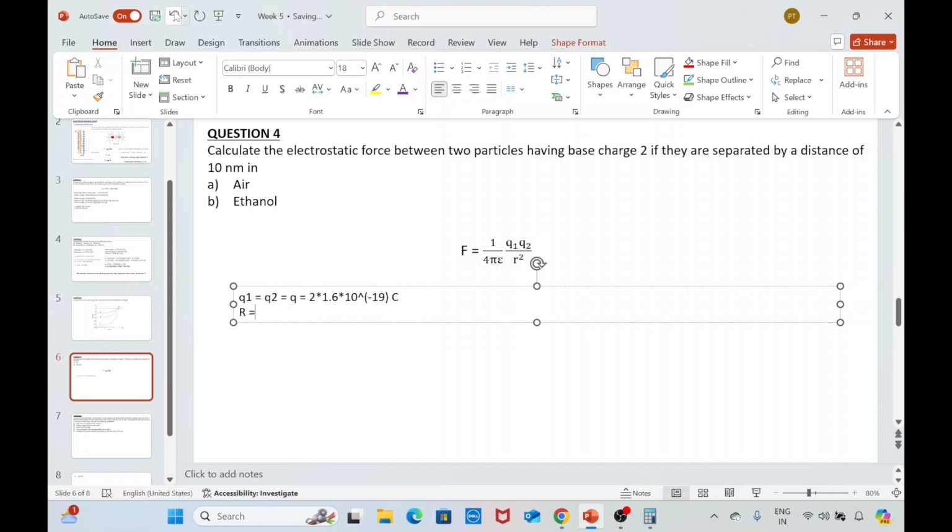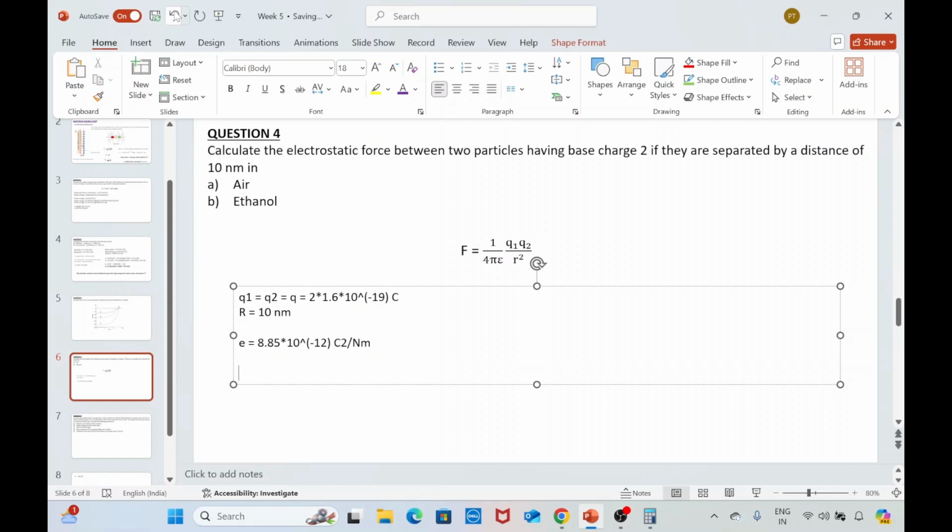They are separated by a distance of just 10 nanometers. I hope you will be able to use that. And for air, the value of epsilon is 8.85 times 10 to the power minus 12, again Coulomb square per Newton meter. So for air, it is very simple. You just need to substitute this value.